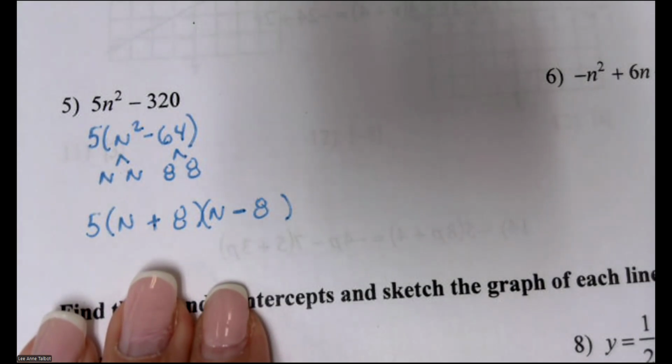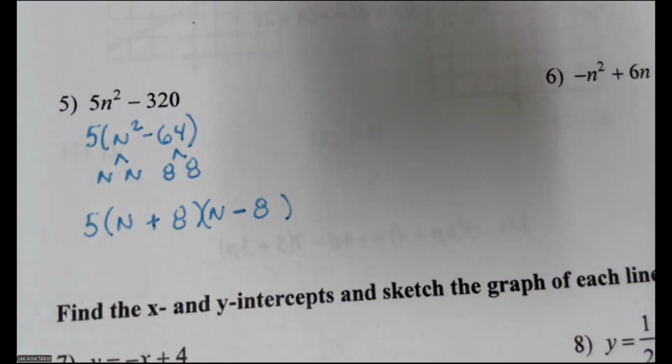The hardest part about these is just recognizing them. It's not hard to do. It's just like that switch has to go on in your brain to be like, oh, this is a difference of 2 squares problem. Okay. Now, let's do number 7.